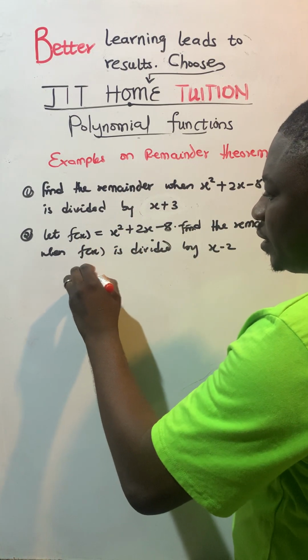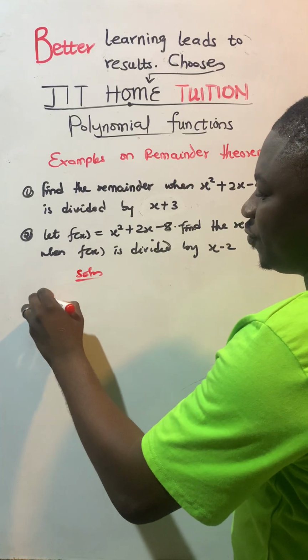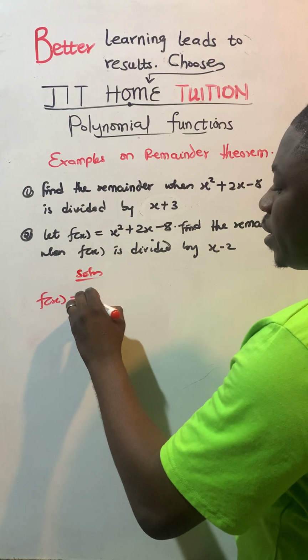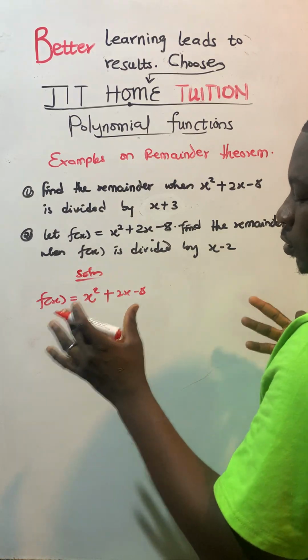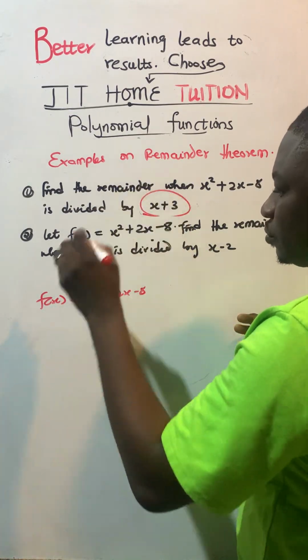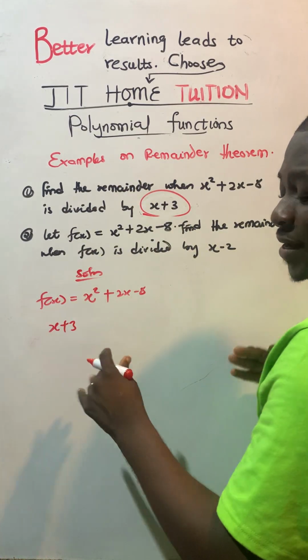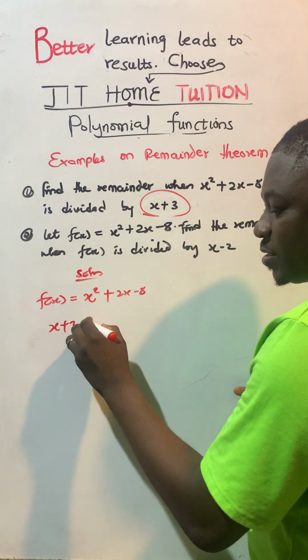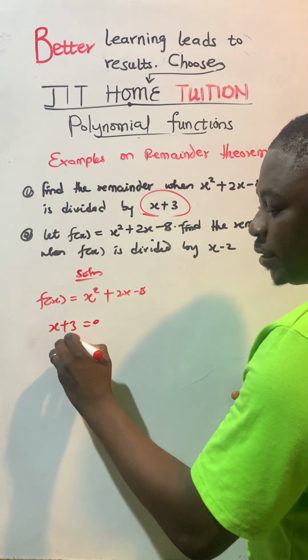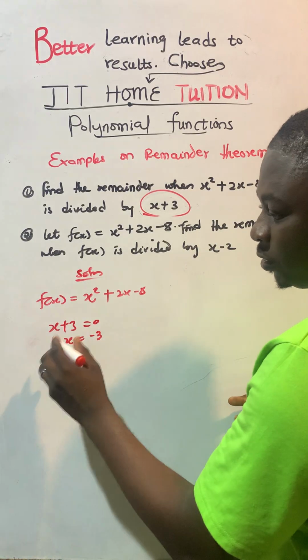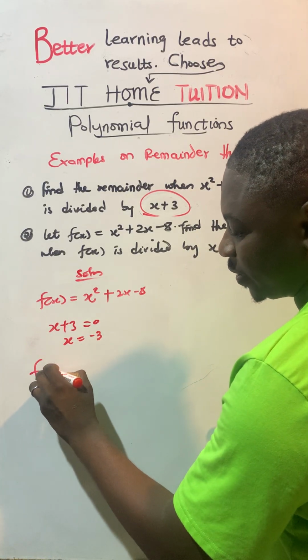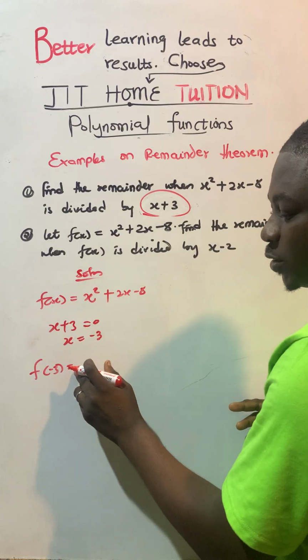So let's start. You have f of x equal to x squared plus 2x minus 8. Now, this is the divisor, you have x plus 3. And I said that when you have the divisor, you equate it to 0 and you find the value for the variable. So in this case, it becomes -3. So that is what you are going to put in here, -3. So wherever you see x, you put -3.